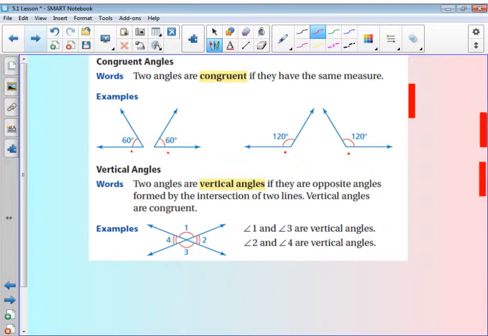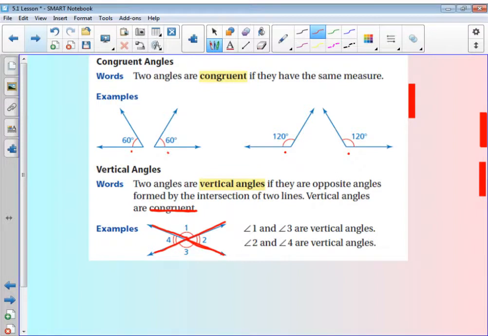Two angles are considered vertical angles if they are opposite angles formed by an intersection of two lines. Vertical angles are congruent to each other. So what does that wording mean? Well, if we look at these two intersecting lines, the vertical angles here would be angle 1 and angle 3. Okay, and the key thing is understanding that vertical angles are congruent. That means they're equal in measure.